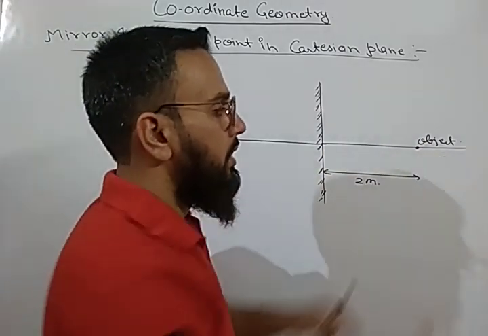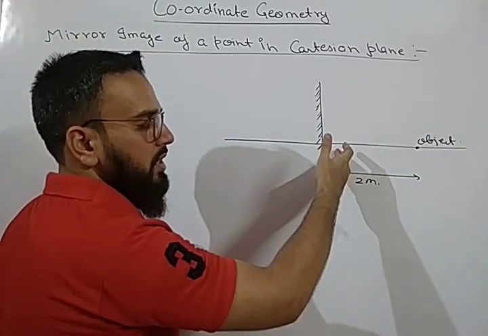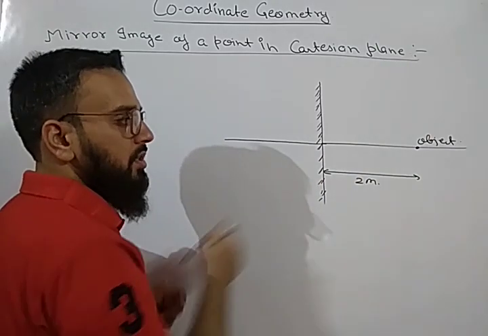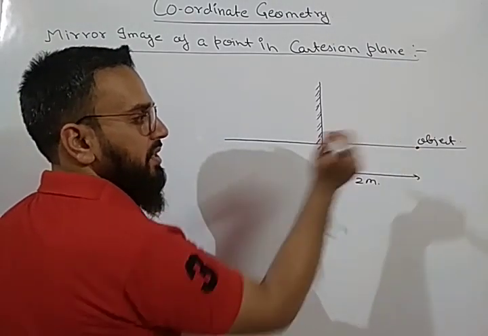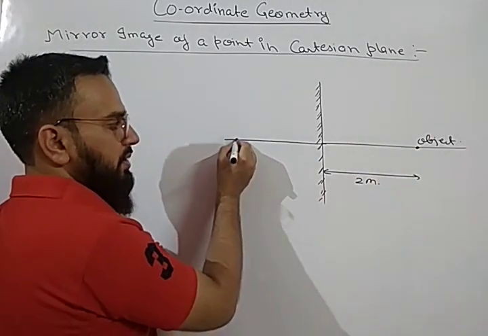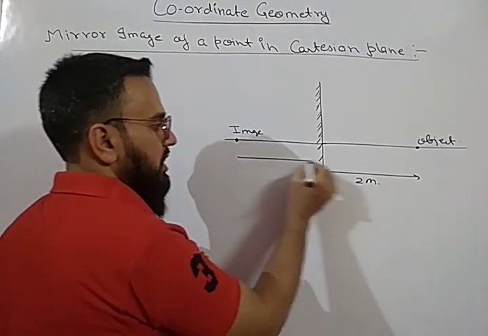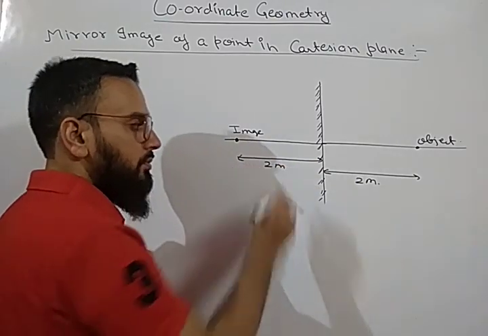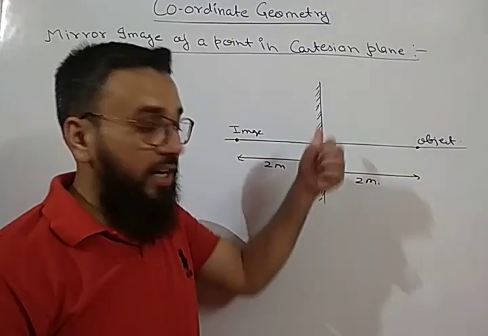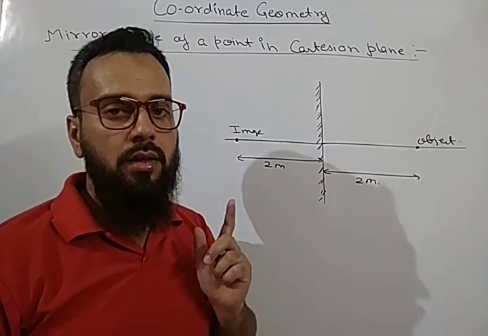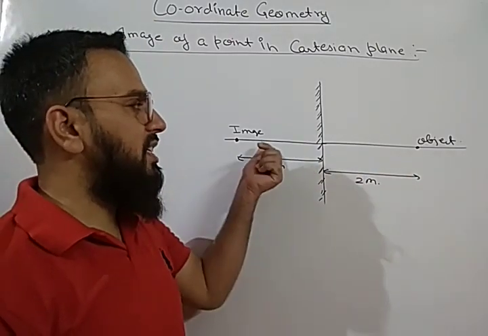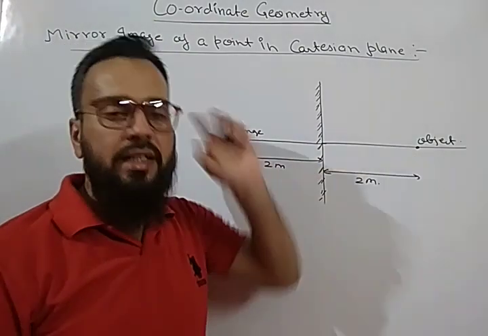This is our object. When the light rays enter from this surface, the image will be formed just behind the mirror at the same distance. It means the image will be formed at this point. This will be our image, whose distance will also be 2 meters. Okay, we are talking about a plane mirror, not any other mirrors. So for a plane mirror, the image is formed at the same distance where the object is placed, but on the opposite side.